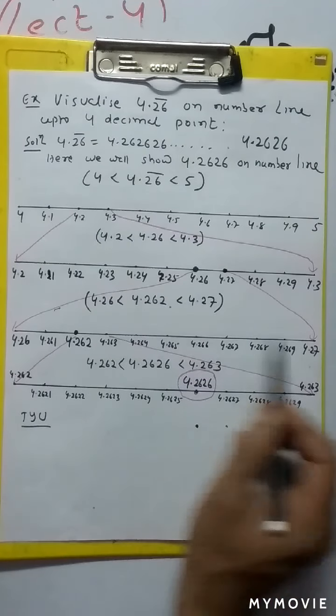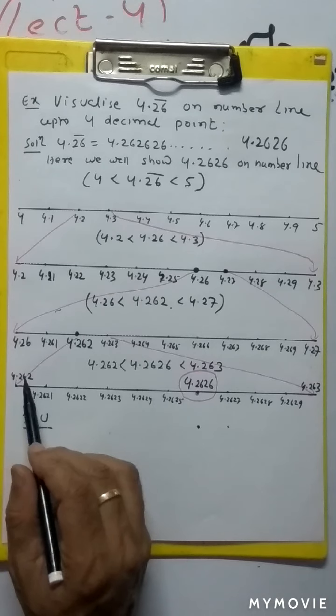Next to this you will get 4.27. Now you see this is 4.262. This 4.262 is greater than 4.26 and less than 4.27. So now you take this is 4.26, this is 4.27, divide the whole line into 10 equal parts. The first part is 4.261, then 4.262. In that way you will continue up to 4.27. Our target is to represent 4.2626.